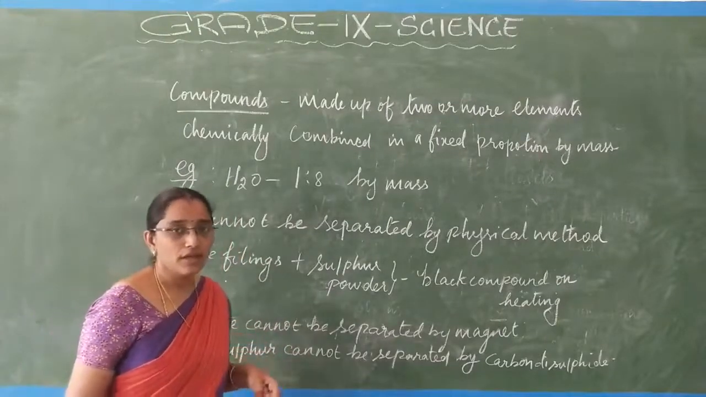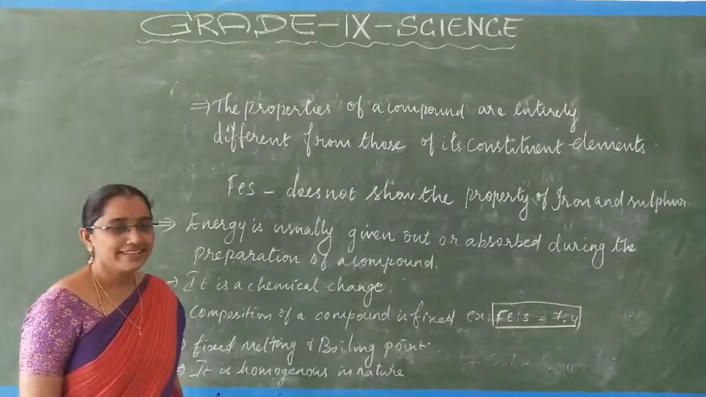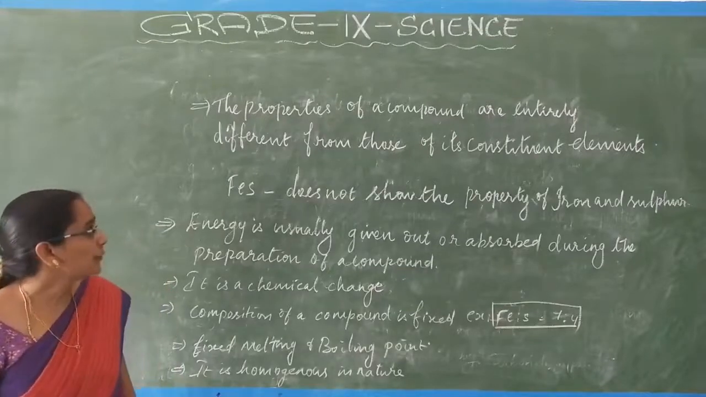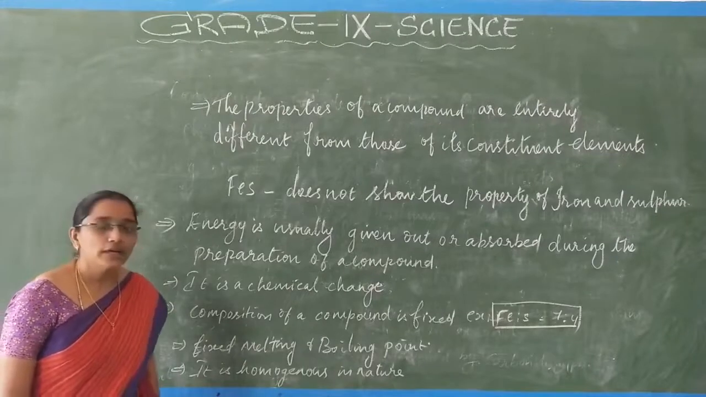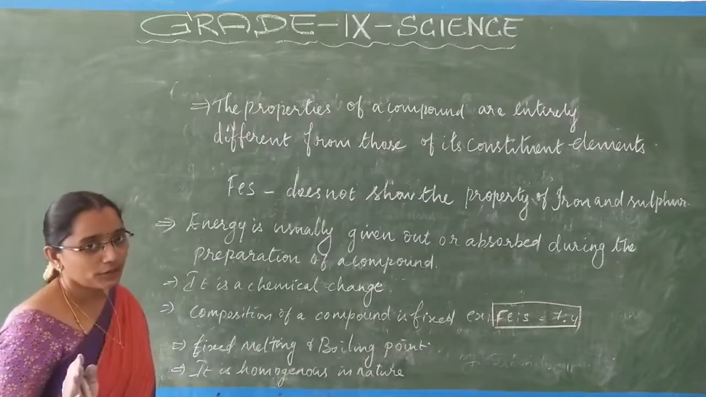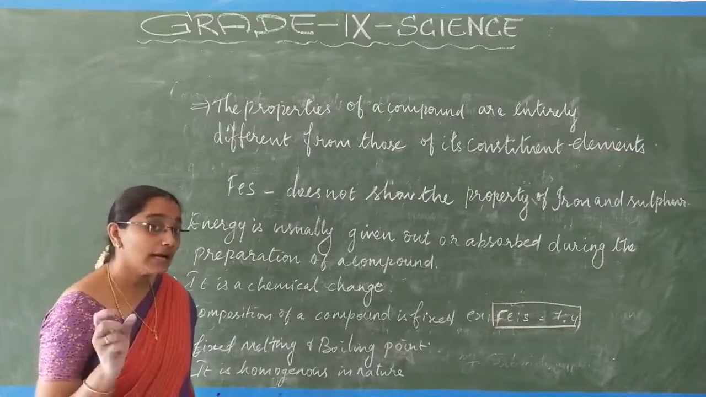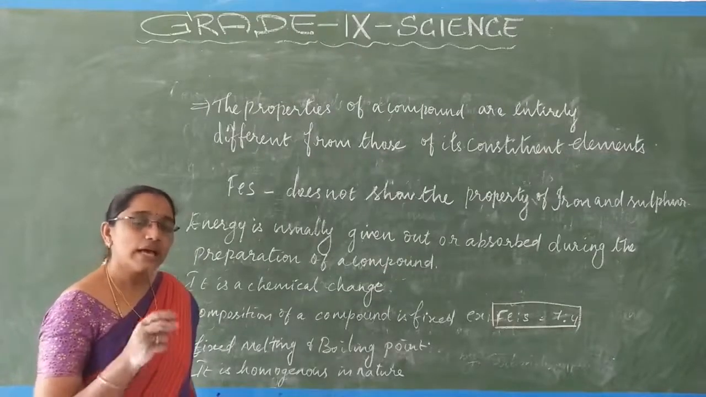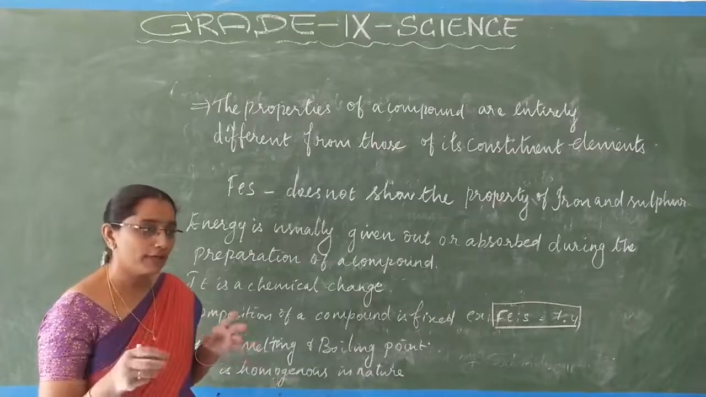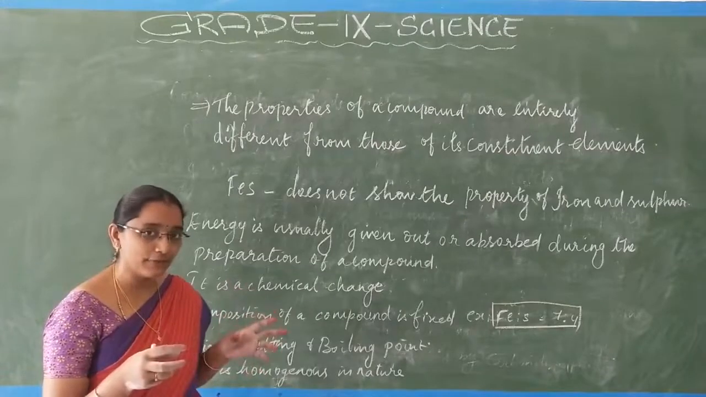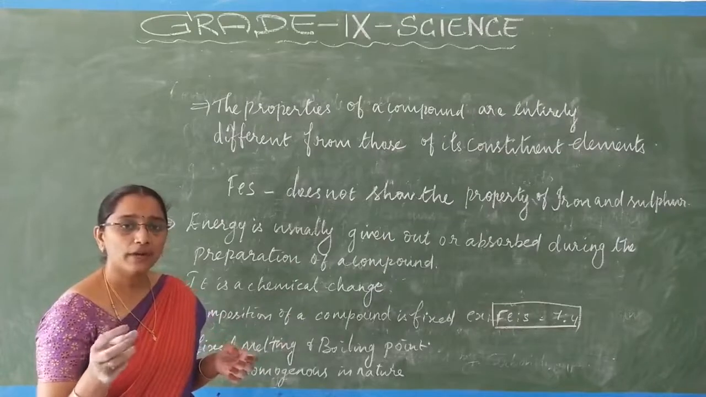Next we are going to see the remaining properties. The next property is that the properties of a compound are entirely different from those of its constituent elements. As I told you, I prepared iron sulfide. I took iron and sulfur, and on heating, I prepared iron sulfide, a black colored compound. Its nature is not the same as the iron and sulfur I took, and it cannot be separated by any physical methods.